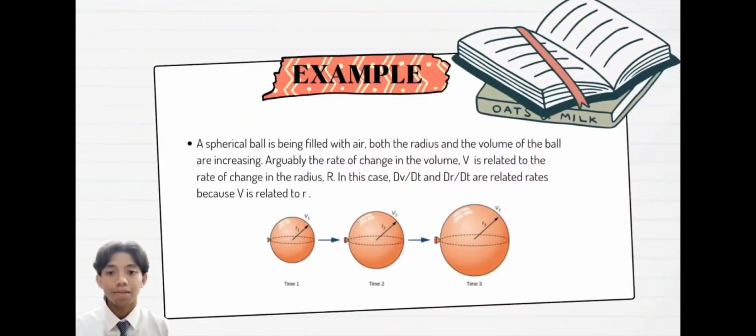For example, a spherical ball is being filled with air. Both the radius and the volume of the ball are increasing. Arguably, the rate of change in the volume is related to the rate of change in the radius. In this case, dV/dt and dr/dt are related rates because volume is related to radius.